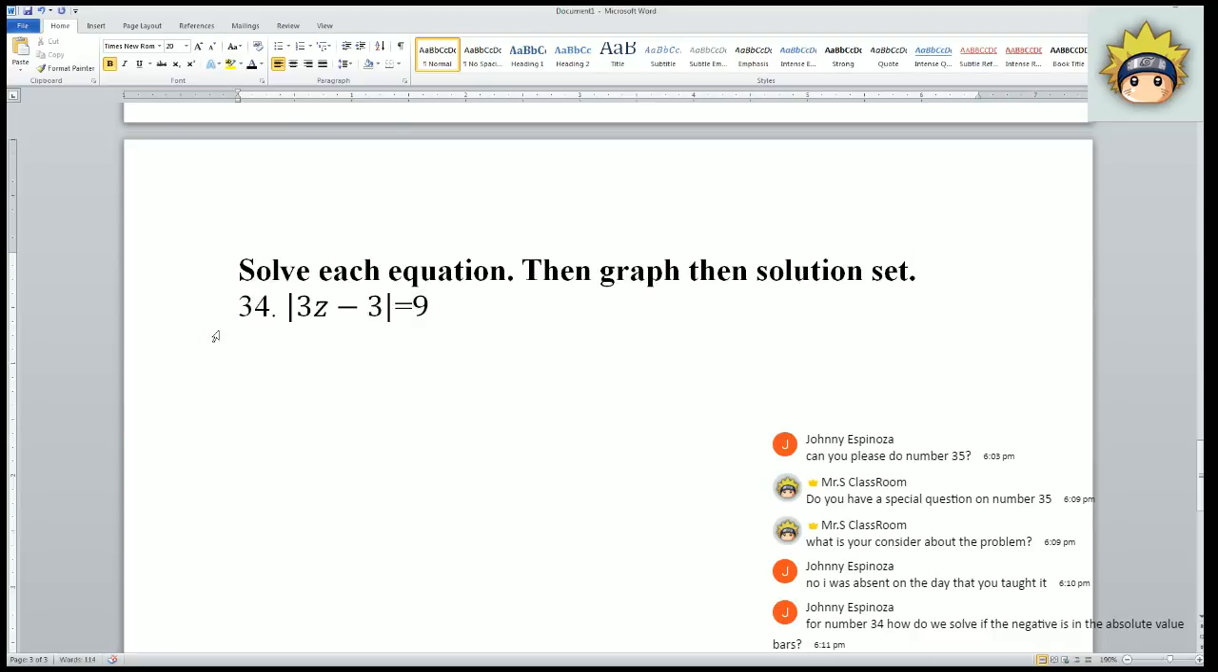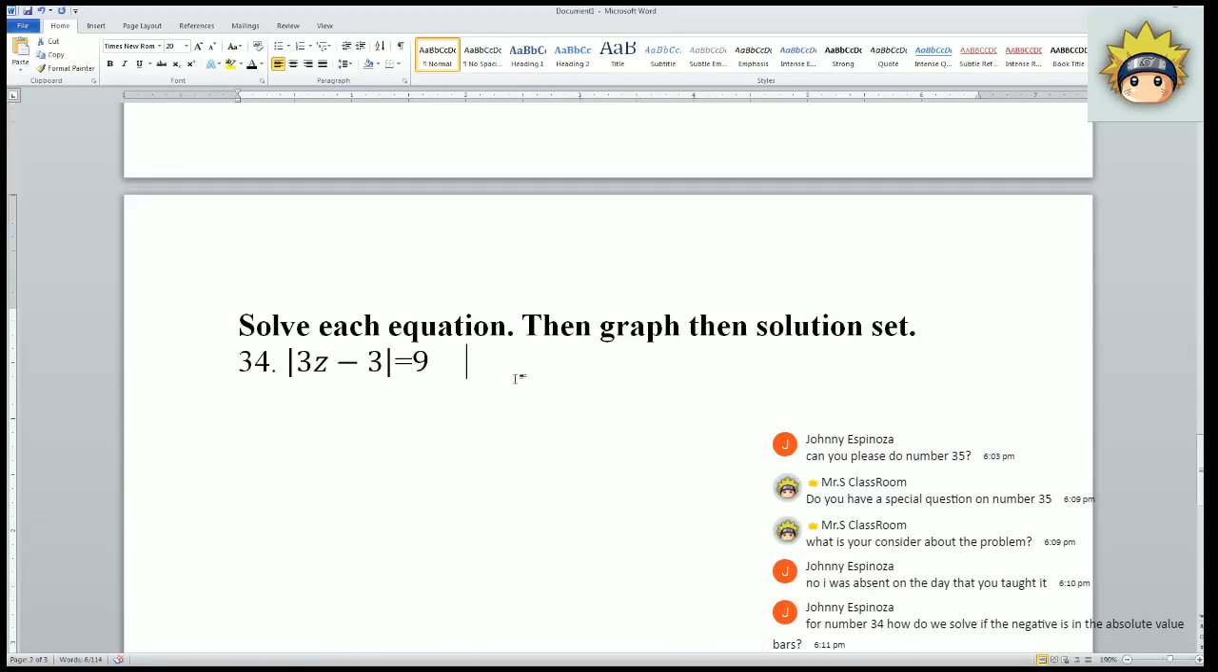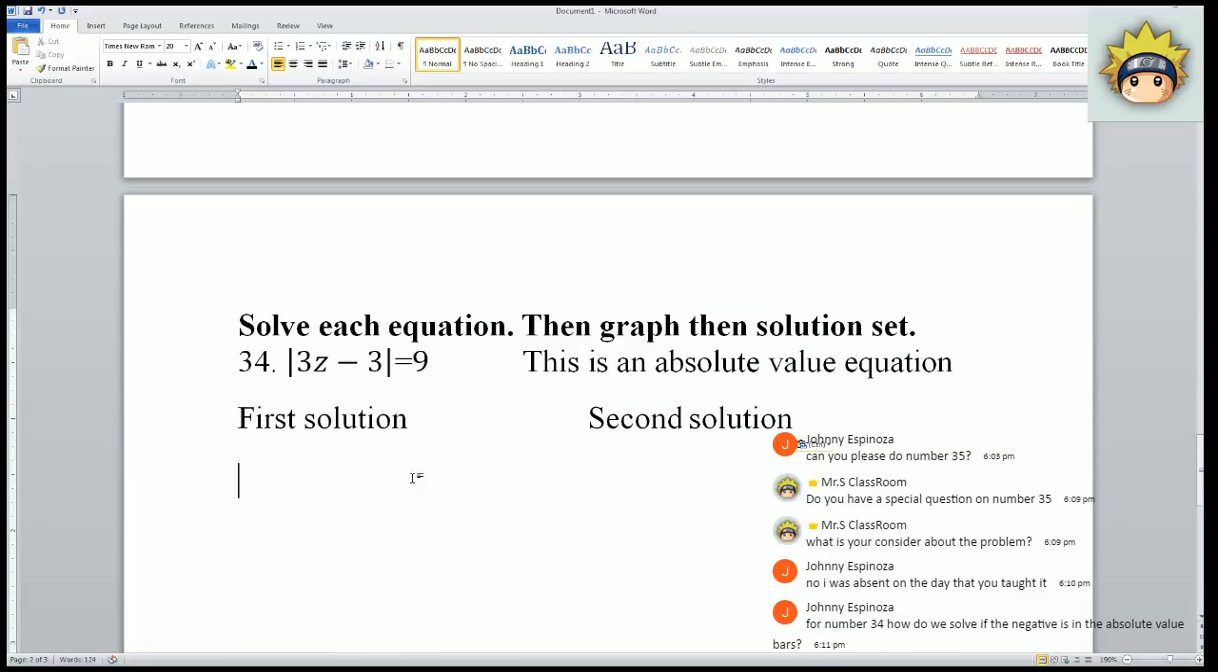Solve each equation, then write the solution set. 34: the absolute value of 3z minus 3 equals 9, okay? Alright, same thing as before. Nothing changes in terms of how we do the problem. Notice that this is an absolute value equation, so we have a first solution and a second solution. Now when we go to the first solution and the second solution, we break it apart.